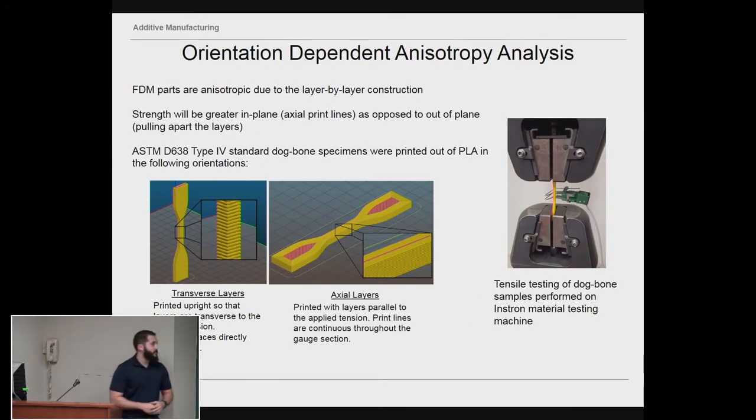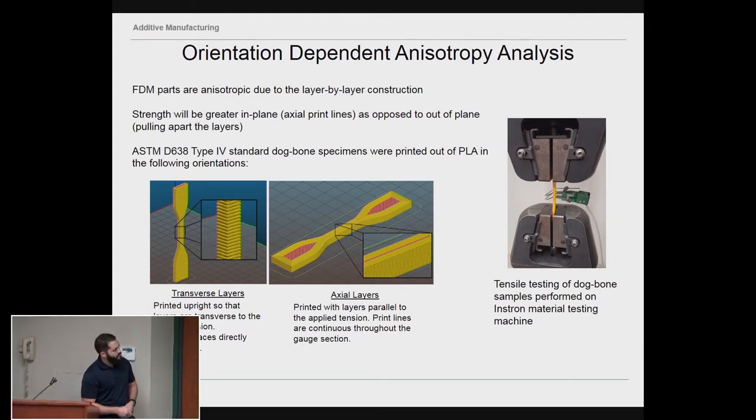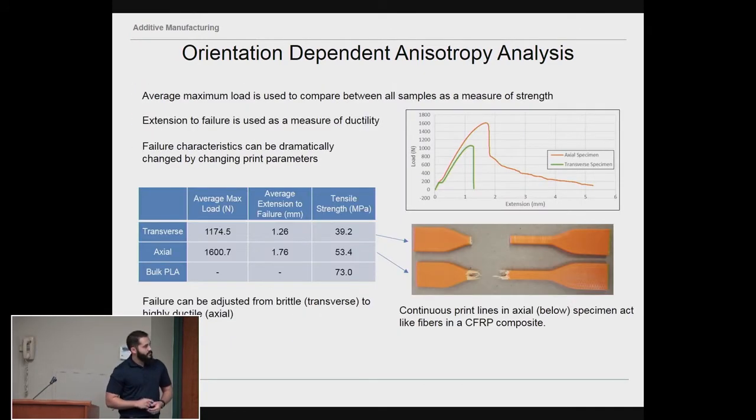So this is the study for the orientation-dependent anisotropic analysis. It's the same dogbone ASTM D638 standard. It's just that one of them is upright and the other one is laying down. We call it the transverse because the layers are going to be transverse to the tension when it's being pulled. And this one's called axial because it'll be in plane, and you're actually going to be pulling apart continuous lines of plastic. And then we're testing those to see the differences.